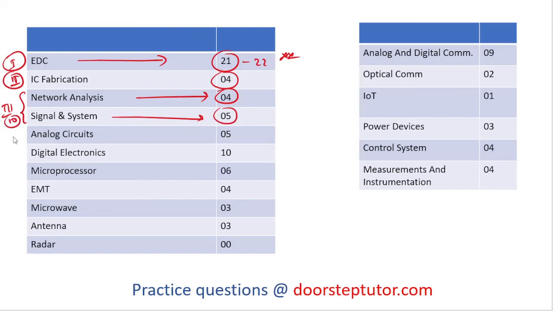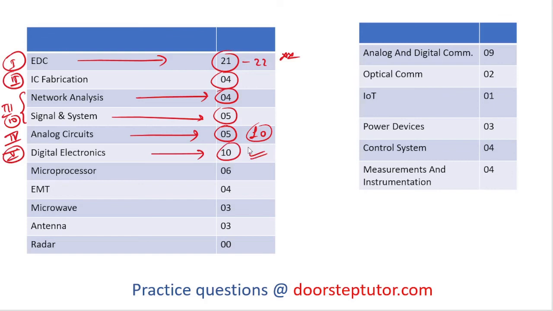Now, the next unit, that is the fourth unit, analog circuit. From analog circuit this year, 5 questions were asked in the paper. Otherwise, this subject is very important. In the previous years, they used to ask around 10 questions from this unit. Next unit, that is digital electronics. They have asked 10 questions. So this year, EDC and digital electronics were the most weighted subjects.